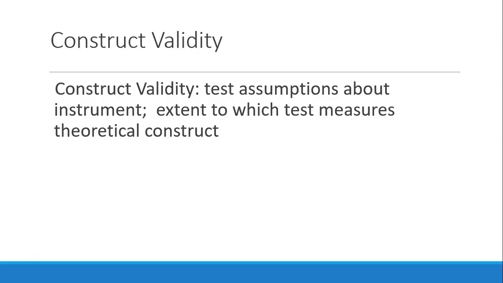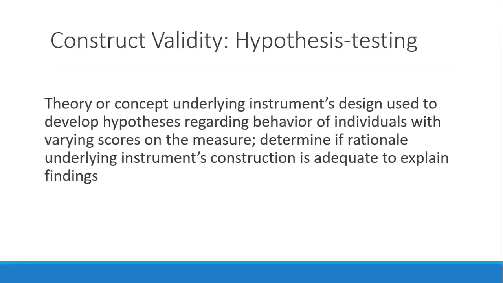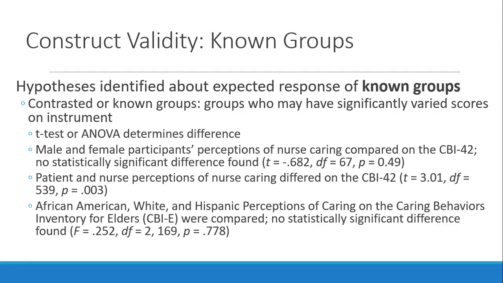Construct validity gets you to testing assumptions about instruments, essentially related to theoretical constructs. So hypothesis testing validity has to do with the way you identify that in fact the instrument is going to behave. Does this really make sense? Does the way the instrument is constructed help you to explain the findings, generate the findings?